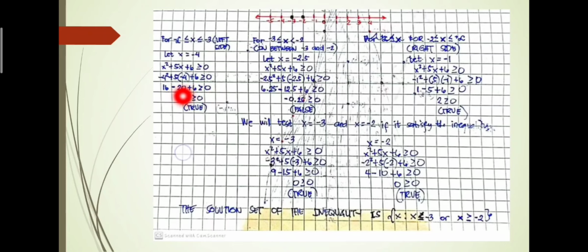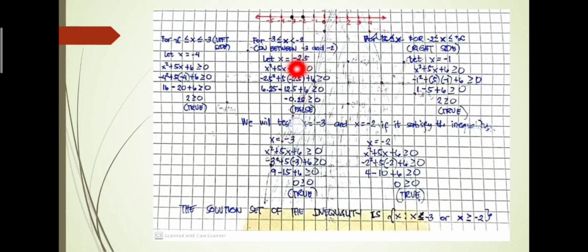16 minus 20 is negative 4, di ba? Negative 4 plus 6 is positive 2. So, 2 is greater than or equal to 0. Therefore, it is true. Then, ito tayo sa in between negative 3 and negative 2. Diyan. So, for x is greater than or equal to negative 3 but less than negative 2. So, dito tayo sa gitna ng negative 3 and negative 2.